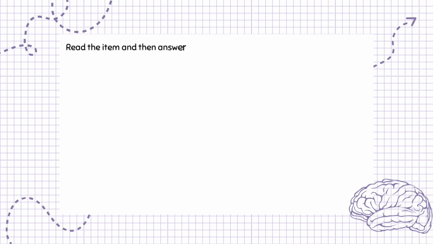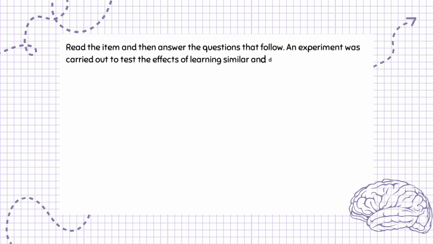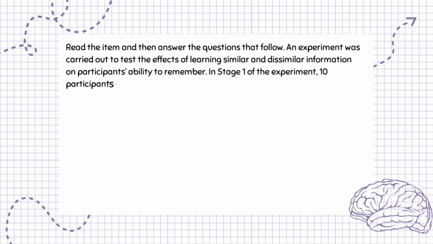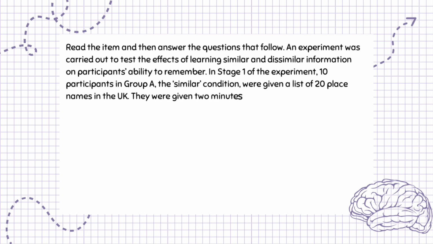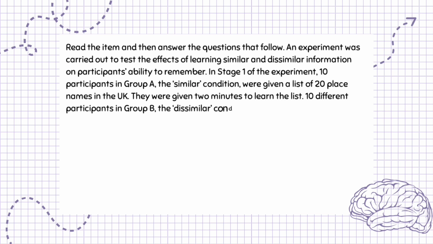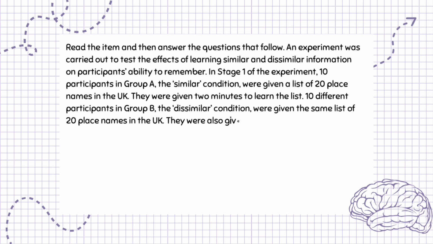Read the item and then answer the questions that follow. An experiment was carried out to test the effects of learning similar and dissimilar information on participants' ability to remember. In stage 1 of the experiment, 10 participants in Group A, the similar condition, were given a list of 20 place names in the UK. They were given 2 minutes to learn the list.